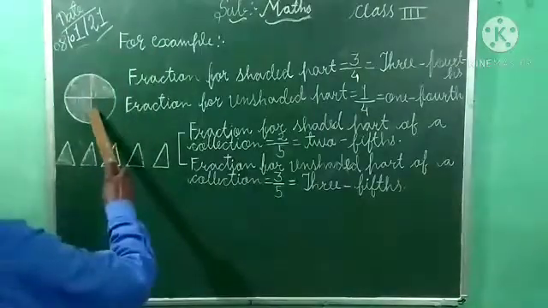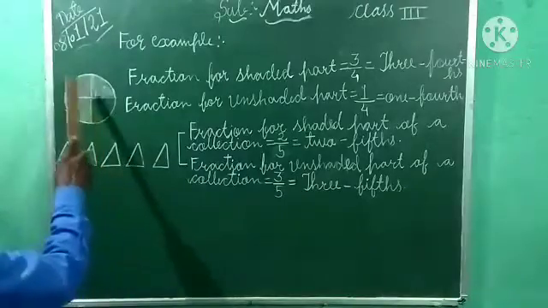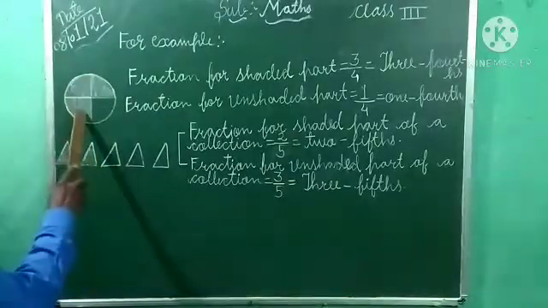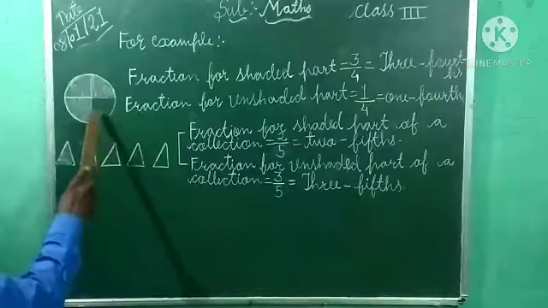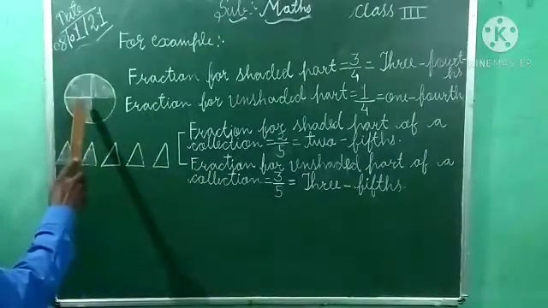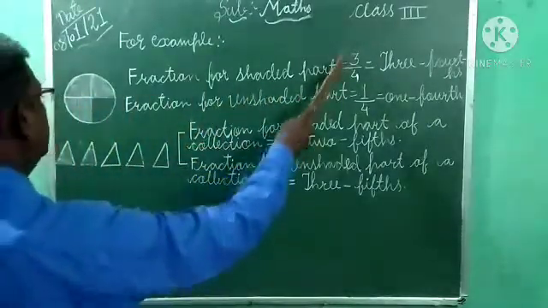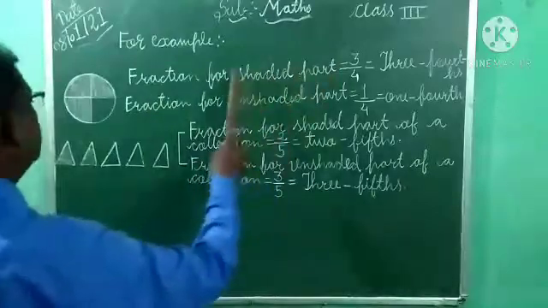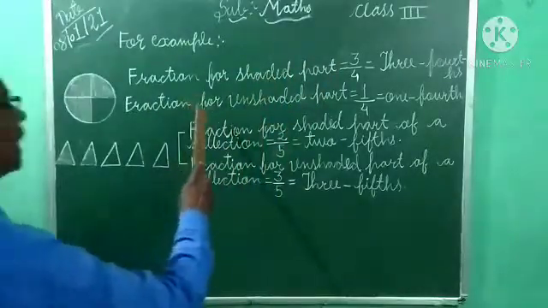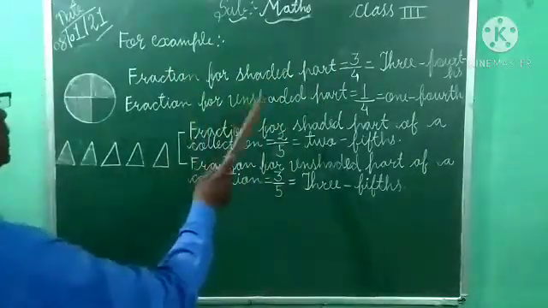Now look at this example. Here how many equal parts are there? 1, 2, 3, 4. Okay. Write that 4 down, and among those 4 how many parts were shaded? 3. So the required fraction will be 3 by 4. The fraction for the shaded part is 3 by 4. In the same way we can write the fraction for the unshaded part also.